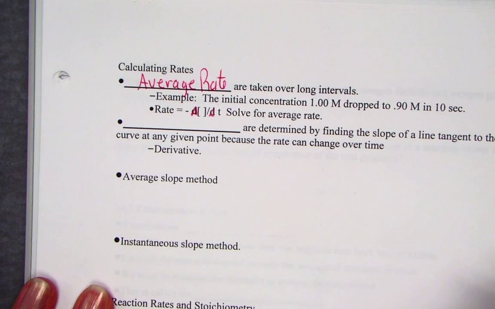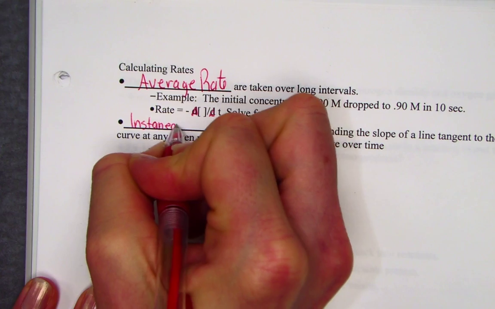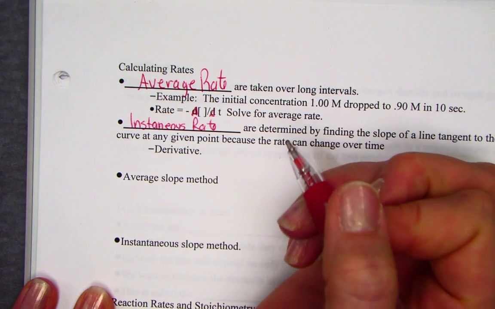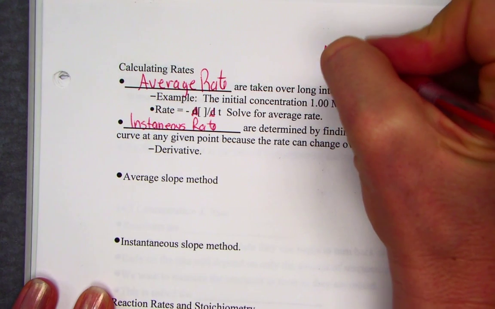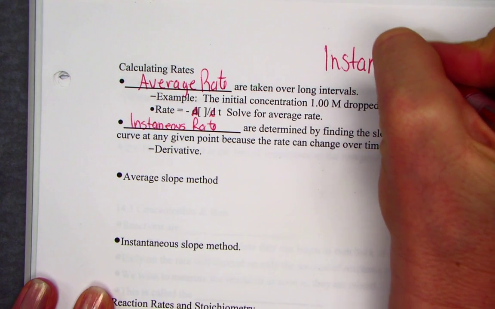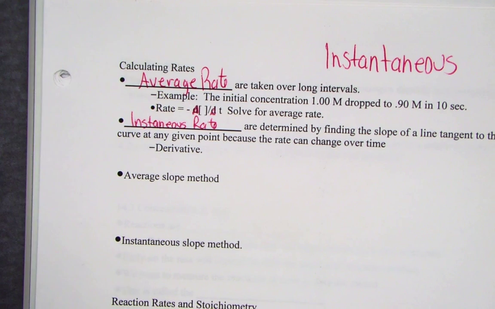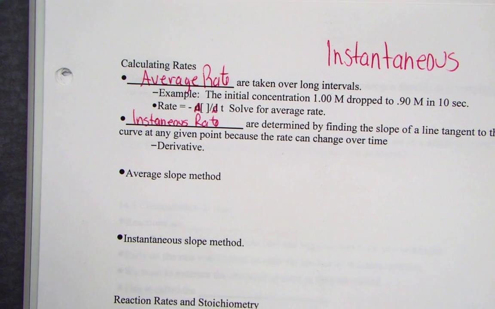The second way we could calculate a rate is known as an instantaneous rate. That's determined by finding the slope of a line tangent to the curve at any given point, because the rate isn't changing over time, it's happening at an instant. It's known as a derivative to the calculus buffs out there.